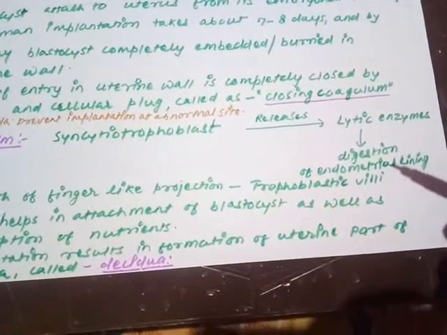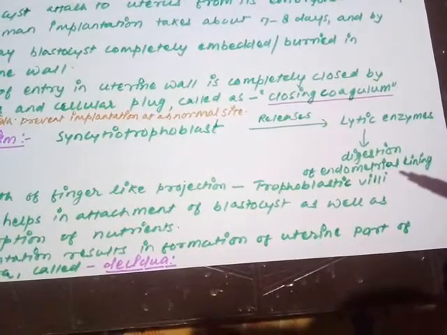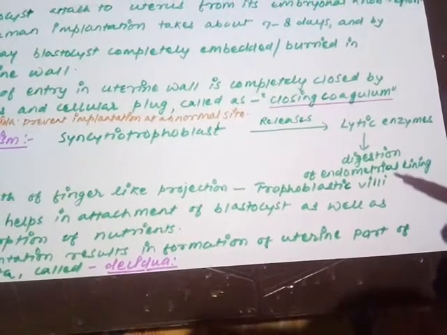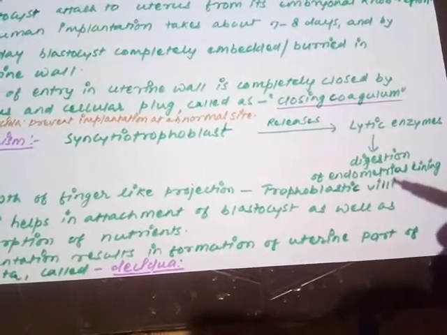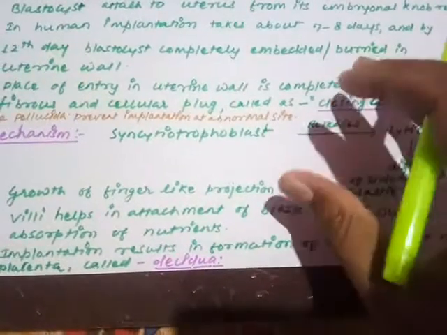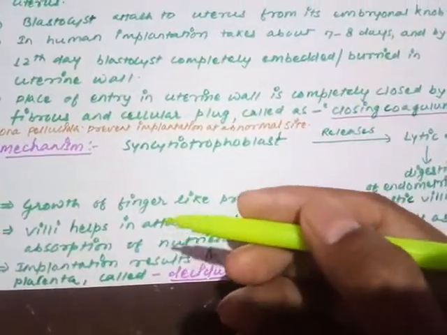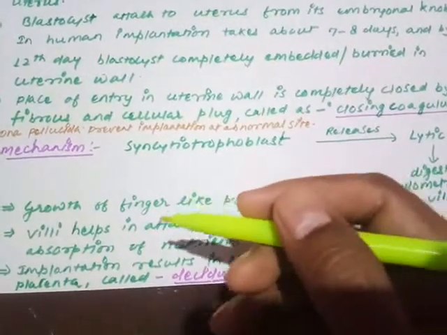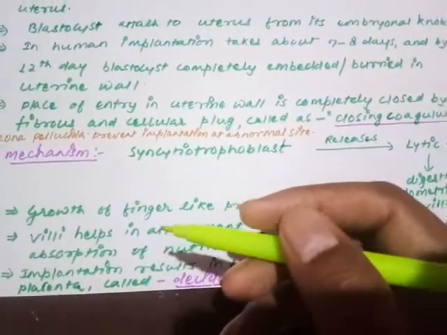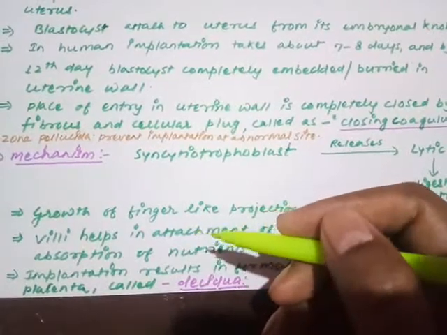So first of all, what happened? The syncytiotrophoblast of the trophoblastic layer is going to release some of the hydrolytic or lytic enzymes that help in the penetration of the endometrial lining by the blastocyst. Second thing, what happens at the point of attachment? The trophoblast shows the growth of some finger-like structures. Are you getting my point? At the point of attachment, the trophoblast is going to show the growth of some finger-like projections.